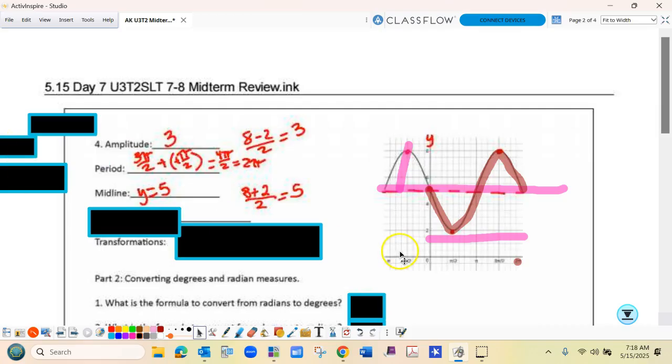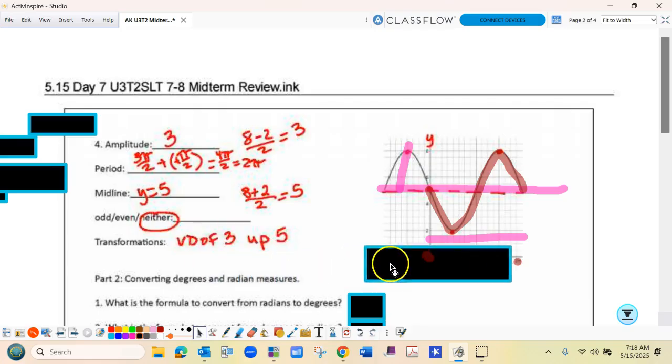And then in terms of our symmetry, it is not a cosine, so it's unlikely to be even. And it's not starting at a midline at the origin or the x-axis. So this is another one that has neither symmetry. For our transformations, our graph moved up 5, translation up 5, and it's a reflection over the x-axis.